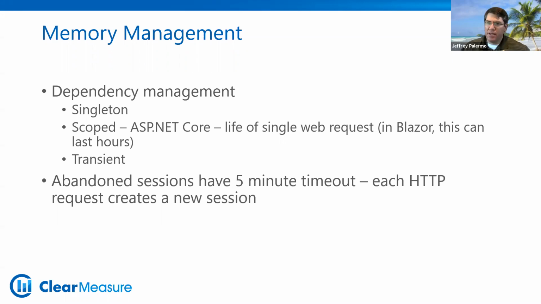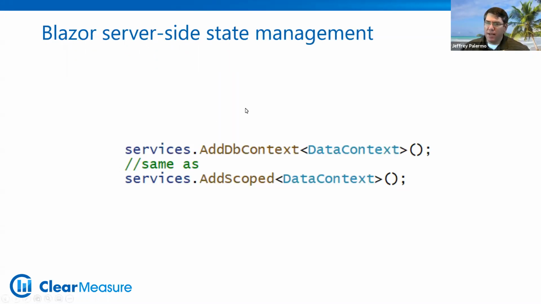Now, the Entity Framework data context is something to really think about. In a Blazor application, if you use services.AddDbContext for whatever your DbContext class is, that will add it as scoped. And if you're using another IOC container, if you just add it as scoped, that's the same thing.